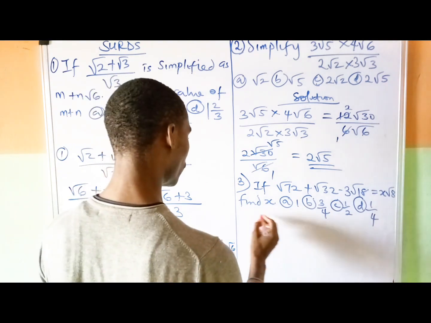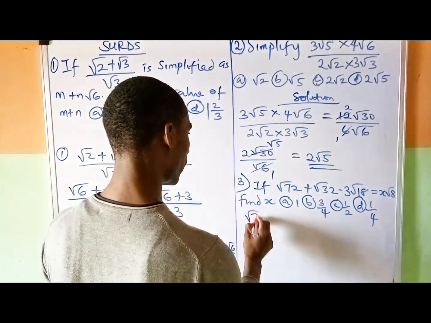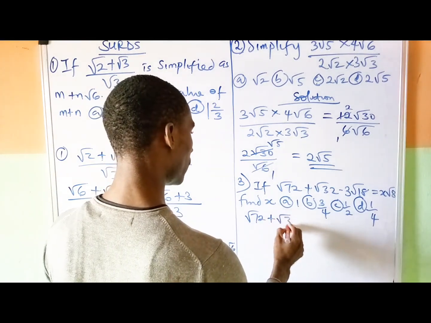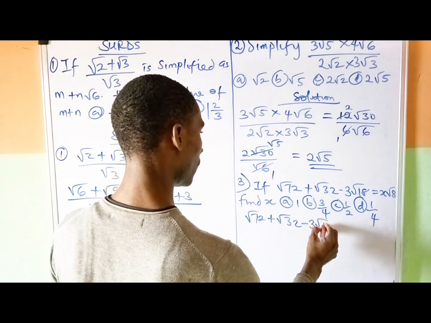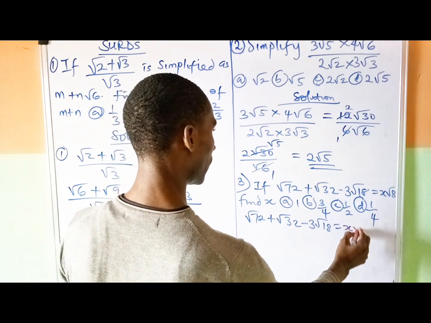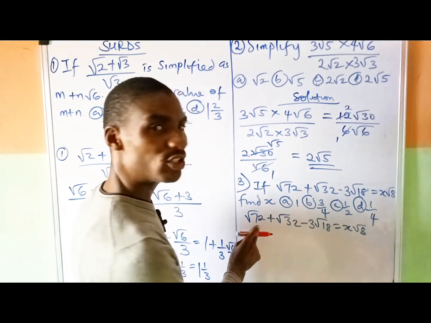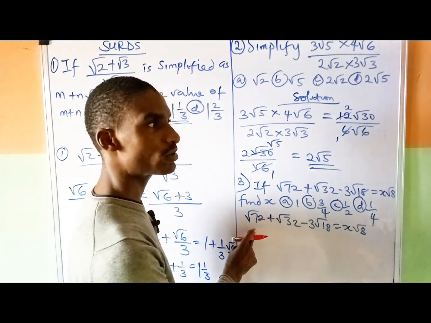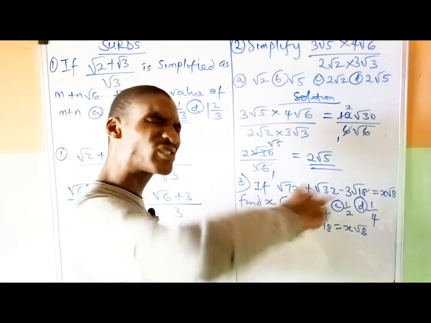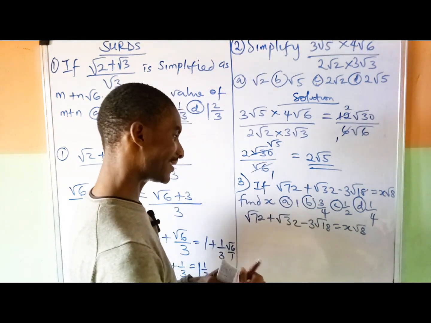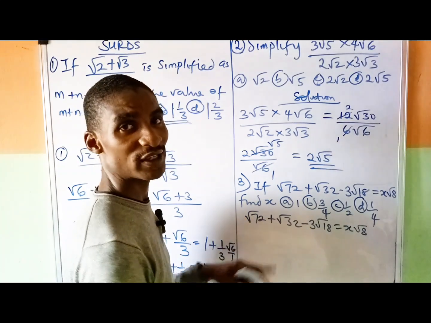These are simple questions. So what you do is: root 72 plus root 32 minus 3 root 18 equals x root 8. You were asked to find x. What we want to do here is make sure the value under the square root is broken down to the smallest value that can stay there with a perfect square.